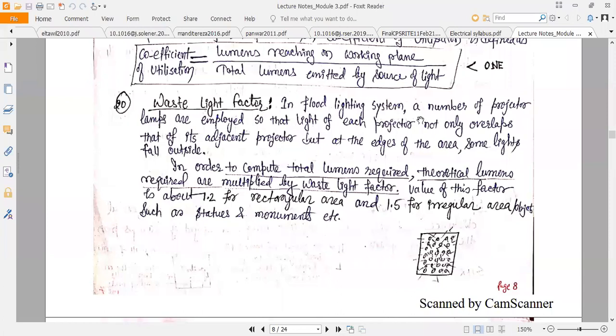See, in a flood lighting system, a number of projector lamps are employed so that the light of each projector not only overlaps that of its adjacent projector, but at the edges of the area, some light falls outside. The light emitted at the corners of these small lamps will be absorbed by the surrounding areas. It will strike the metallic parts and get absorbed, wasted. That light will not reach our working plane. So there is some wastage of the light intensity situated at the corner side of this flood light.